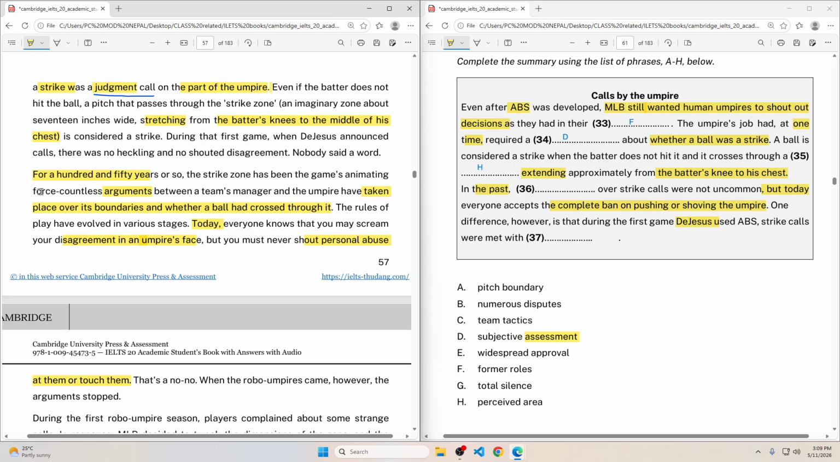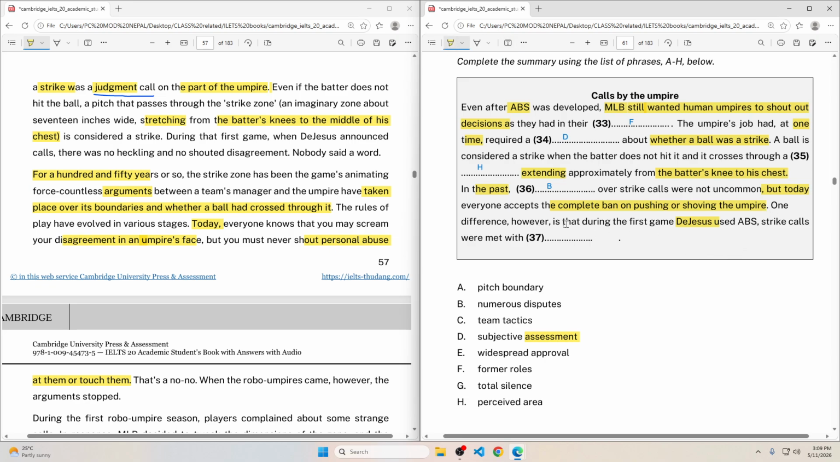So it says here countless arguments, meaning these were common arguments. Numerous disputes. Countless would be numerous, arguments would be disputes. So our next answer is option B.